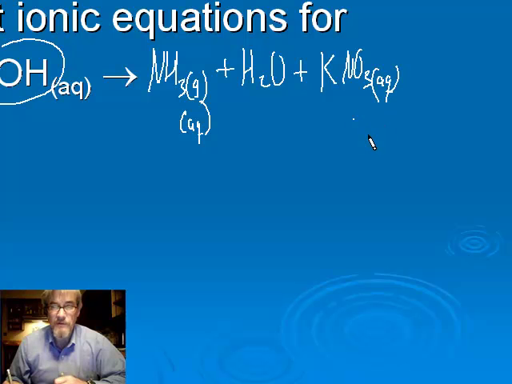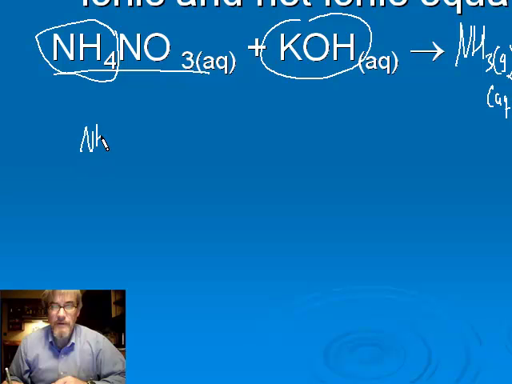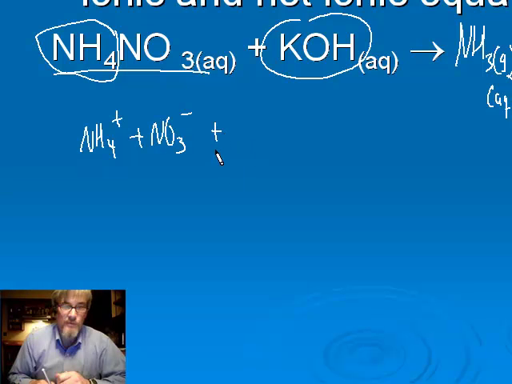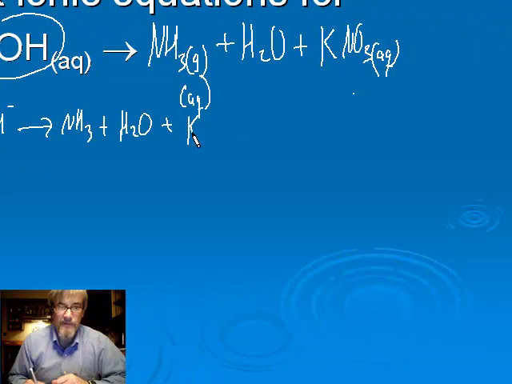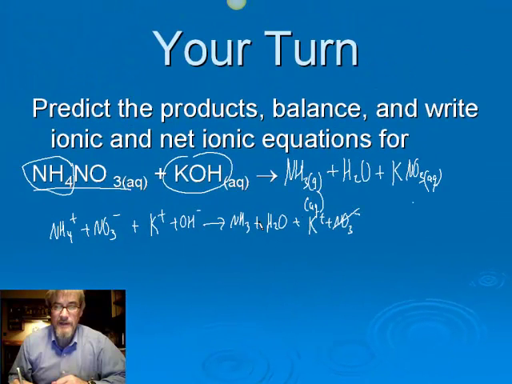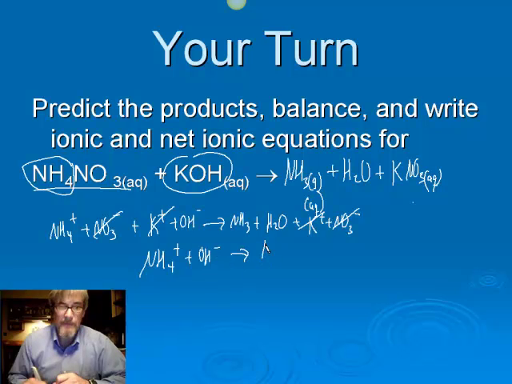The equation is balanced. Net ionic equation would be NH4 plus, NO3 minus. I can split that up. Nitrate salts are all soluble. KOH is a strong electrolyte. NH3 I cannot split up. H2O I cannot split up. And potassium nitrate I definitely can split up. It's a group 1 and it's a nitrate, and they're all soluble. Nitrate's a spectator. Potassium is a spectator. The net ionic reaction is NH4 plus OH minus makes ammonia and water.